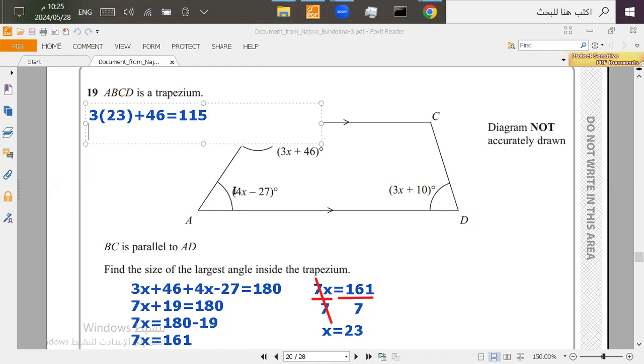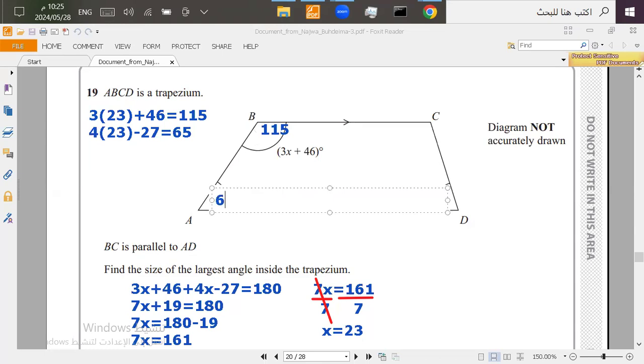I'll do the second angle, which is 4 multiplied by x. I put brackets, put 23 inside, and then minus 27. So same idea, 4 bracket 23 close bracket minus 27. I get 65. And then the next angle, this one is 115, this one is 65. Let's write them.